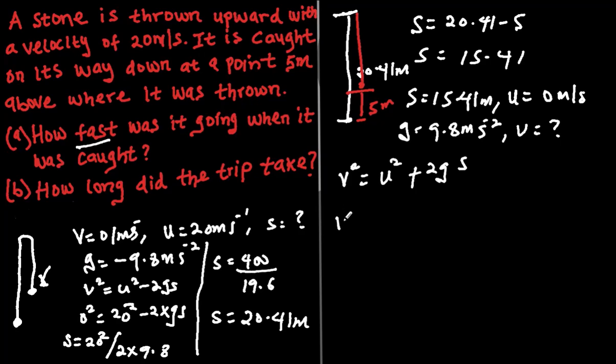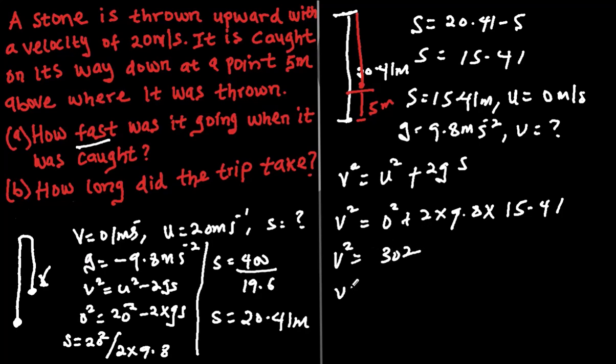So v squared is unknown. U is 0. 0 squared plus 2 times 9.8 times the distance covered coming downward, which is 15.41. So this times 2 times 9.8 is going to give us 302. So we have v squared equals 302.